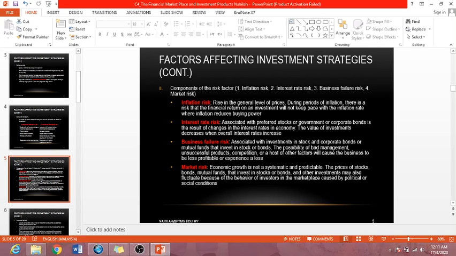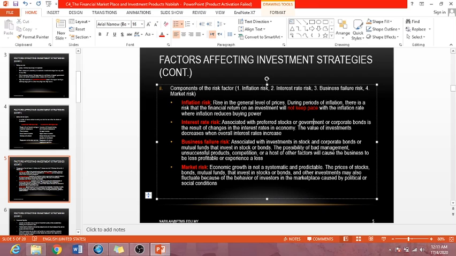Interest rate, like what the bank charges you. This one is just the general idea, something like a charge. So this one is associated with preferred stock or government or corporate bonds, as a result of changes in the interest rate in the economy. If anything happens to the economy, which is the interest rate, it will affect your investment. That's why you need to consider the interest rate in the economy.